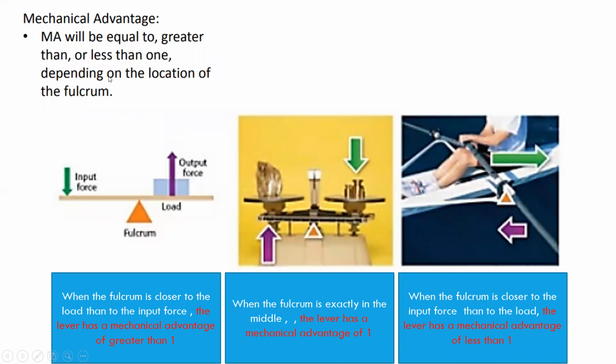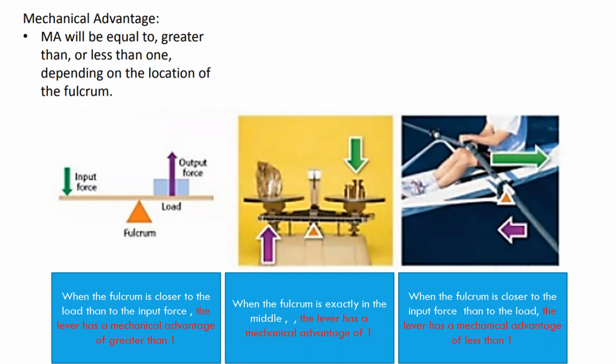Now, mechanical advantage. The mechanical advantage for the first class could be equal to 1, it could be greater than 1, and it could be less than 1. Now, before that, what is the mechanical advantage? As we said yesterday, the mechanical advantage is the output force over the input force, or the input distance over the output distance. For the first class, it could be greater than 1, equal to 1, or less than 1.